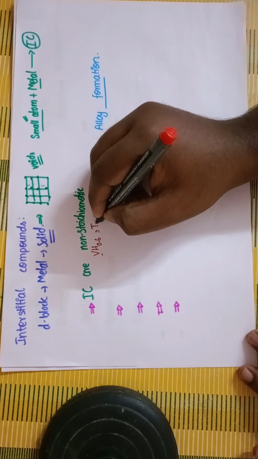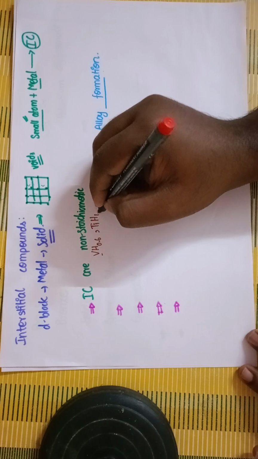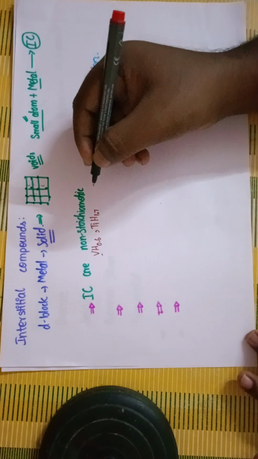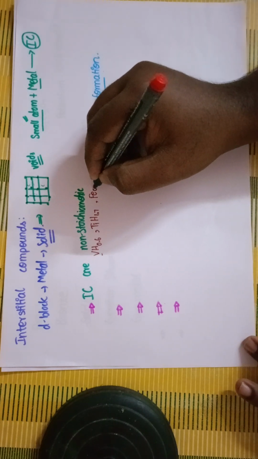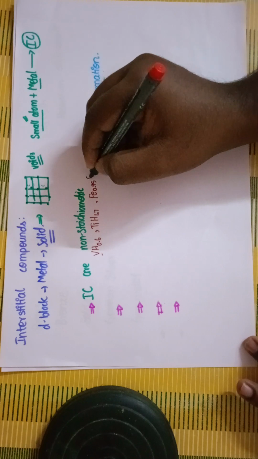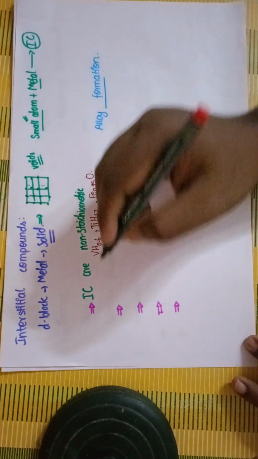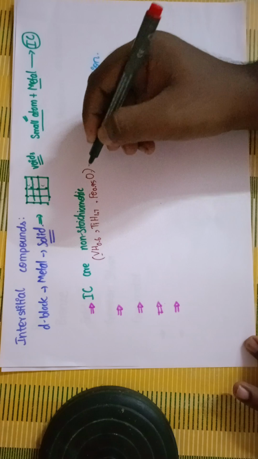Another example is titanium hydrogen 1.7. Another example is iron 0.95 oxygen. So these are all examples. See, there is no fixed number.